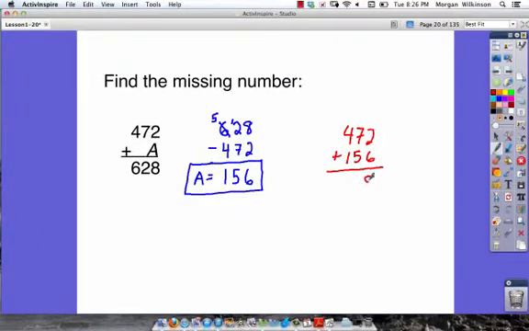2 plus 6 is 8. 7 plus 5 is going to give us 12. We're going to carry the 1. And 1 plus 4 is 5, plus 1 more gives us 6. We got 628. That means our answer for A of 156 is correct. We can move on to the next problem.